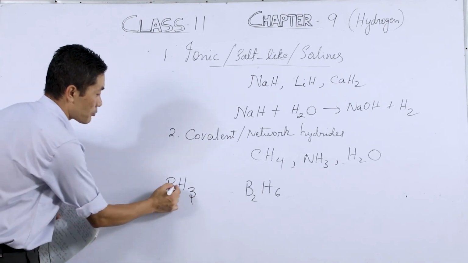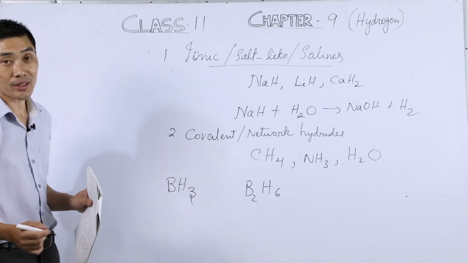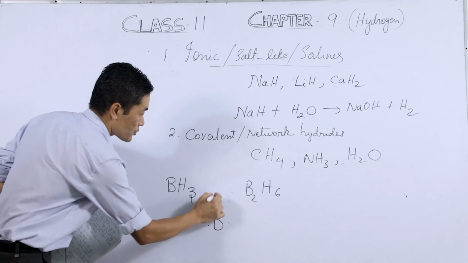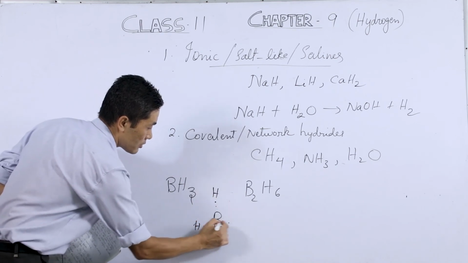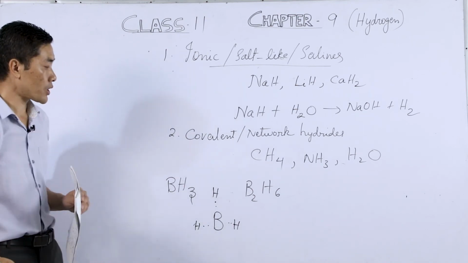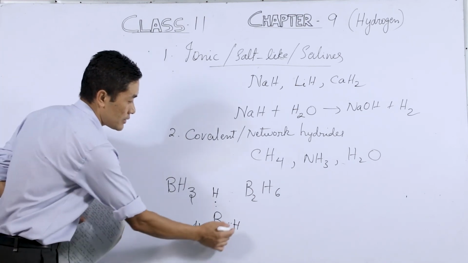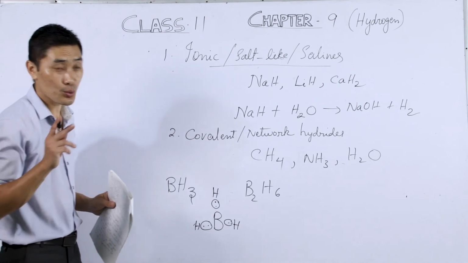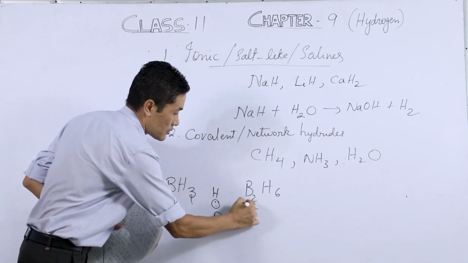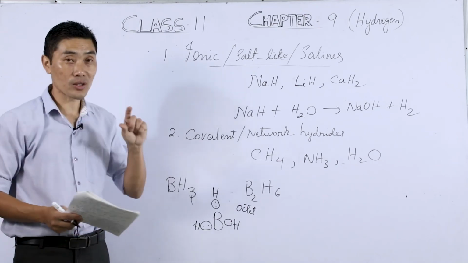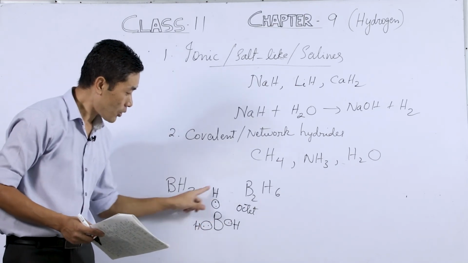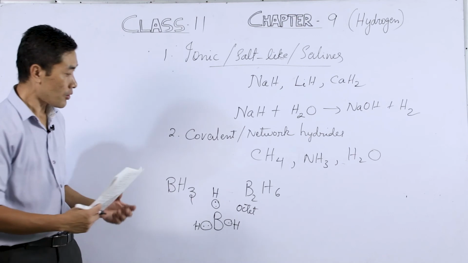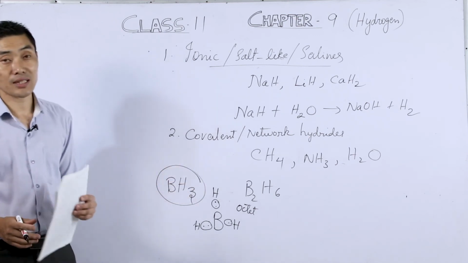In BH3, the boron atom has only 3 electrons in the valence shell. These 3 valence electrons are shared with electrons from the 3 hydrogen atoms, and boron trihydride is formed. Now, if we see this structure, the boron atom will have only 6 electrons, which is short of the octet. Every atom tries to attain the octet state. But in this compound, boron has only 6 electrons, not 8. Therefore, it is deficient in electrons. So this type of hydrides are called electron deficient hydrides.